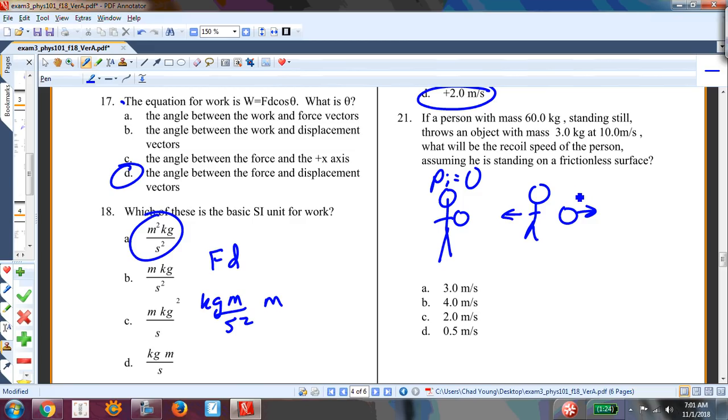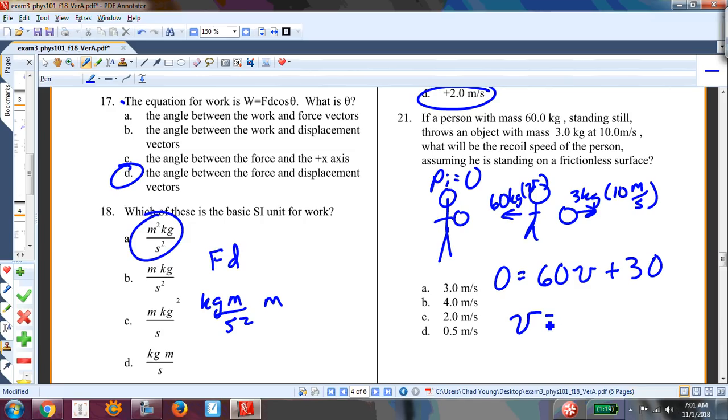So this is my 3 kilogram at 10 meters per second. And then this is going to be 60 kilograms at some velocity, and I don't know what that velocity is. But I know that the sum of these has to equal 0. So that would be 0 equals 60V plus 30. So V is equal to negative 0.5 in order to make that equal 0. So my answer is going to be D.